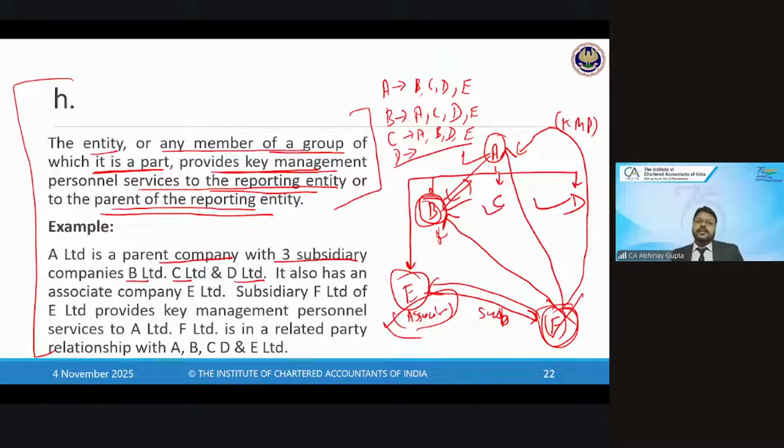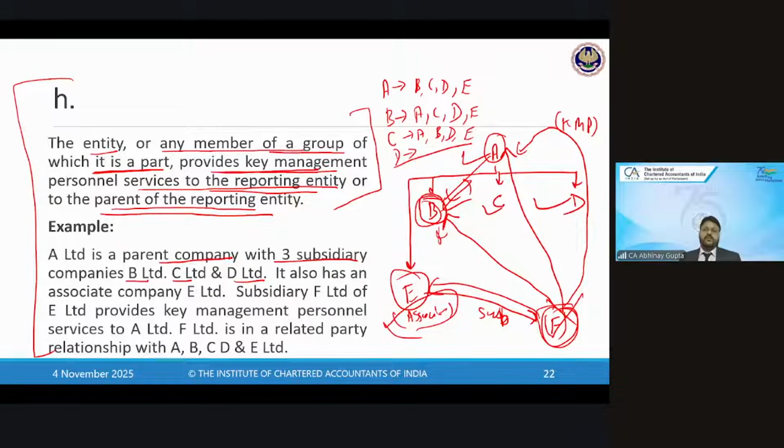Suppose F is into that consulting business. Now F, by virtue of having a consulting business, can provide consulting services to any company, yes or no? Yes, sir. So if F is providing those services to, for example, D Limited in this case, you will say that because F is providing these services to various other companies as well, and it is providing to D as well, then what's the difference? This is all a normal transaction for F, yes or no?